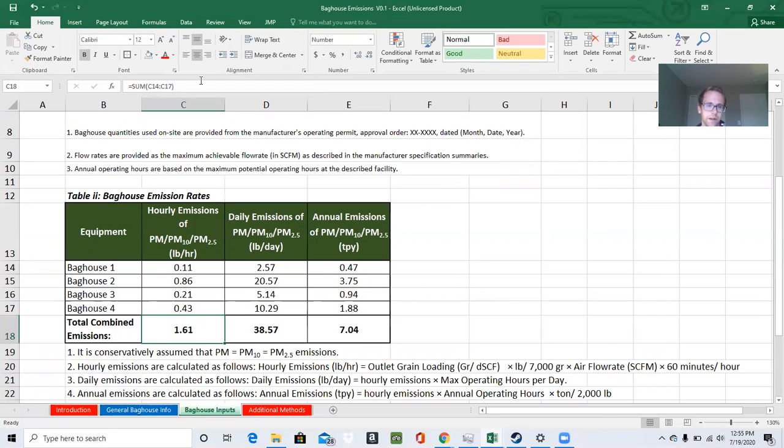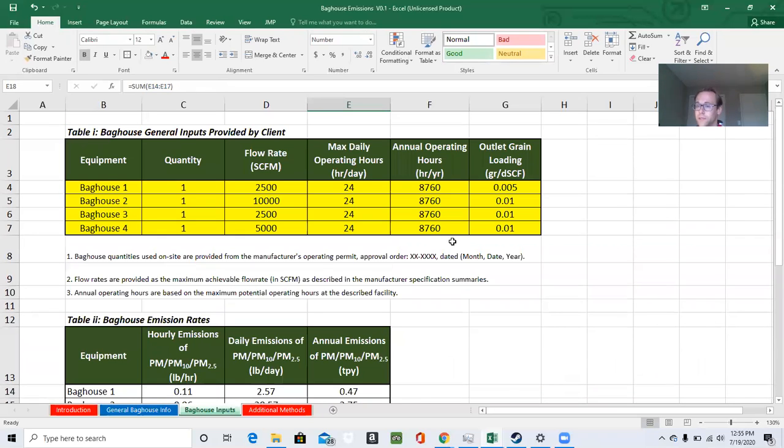From there, we just sum it up using a simple calculation, and we can see our total hourly emission, our total daily emission, and our total annual emissions. Now, as you can tell, this is assuming 8,760 hours per year of operation, which is continuous. Obviously, that's not realistic for most industries. Generally, there is some downtime.